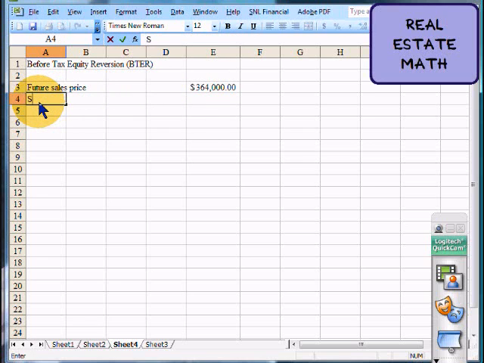But what was our commission? Now that's not just commission, that could be other things like attorney's fees and so forth. It's just our selling costs. So our cost is going to be equal that value, our sales price, times our selling cost. It's going to cost us $21,840 to get the thing sold. So our net proceeds are going to be our sales price minus our selling cost, $342,160. But wait a second, we still have to pay the bank.